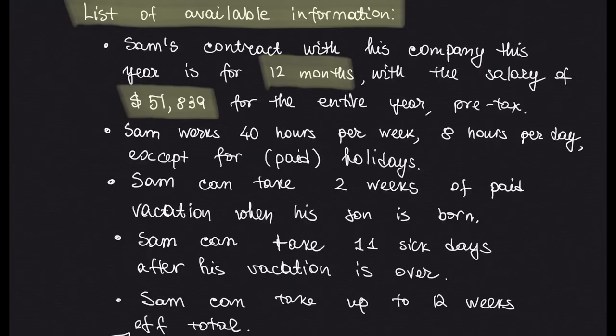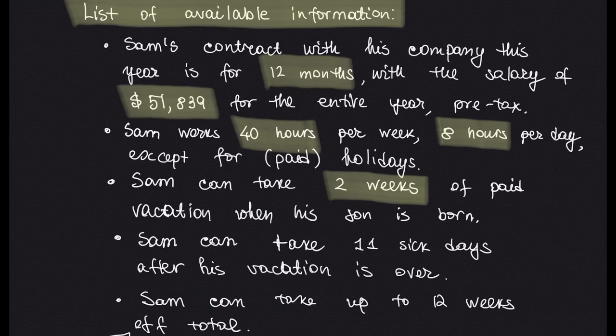The next piece of information is that Sam works 40 hours per week and 8 hours per day. Sam can take 2 weeks of paid vacation when his son is born. In addition to that, Sam can take 11 sick days after his vacation is over, and Sam knows that he has 11 sick days again from his pay stub, and he also confirmed with human resources. And overall, Sam can take up to 12 weeks off to care for his son.